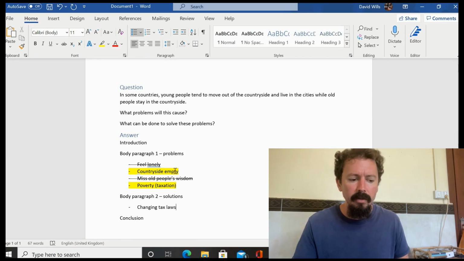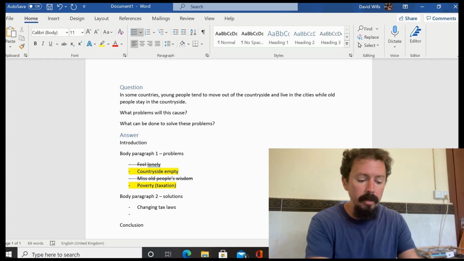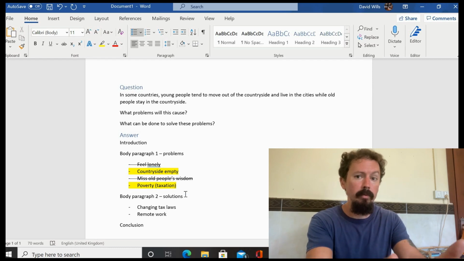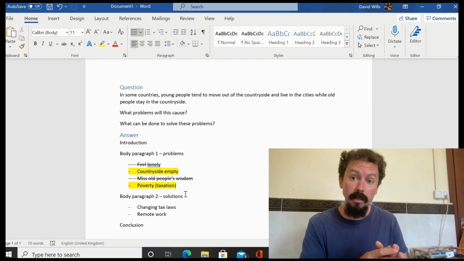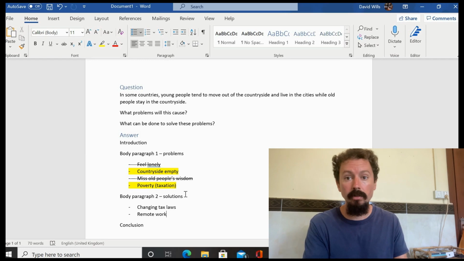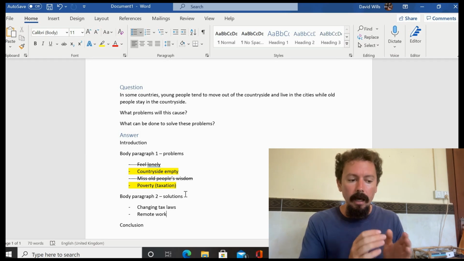And if we were to talk about the countryside being empty, well, we could talk about another proposed solution, and this relates to the first idea as well, which would be the idea of remote work. So maybe the young people might move back to the countryside if they're able to work online and earn money there. So this could actually keep the young people in the countryside to keep it fuller and more vibrant, but also would keep the money in the countryside to some extent. I think then we have a pretty good structure there.